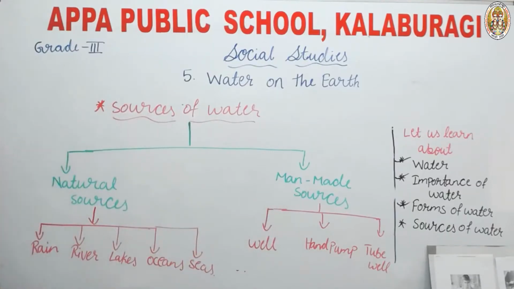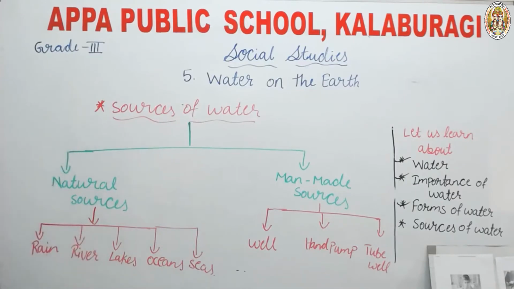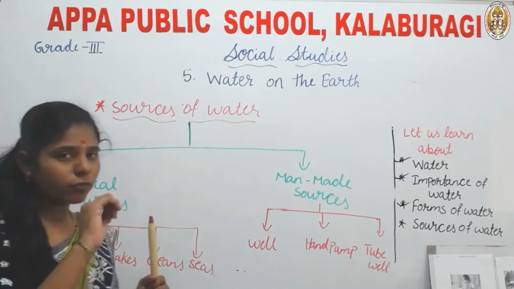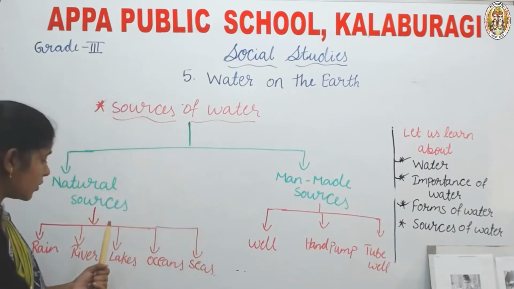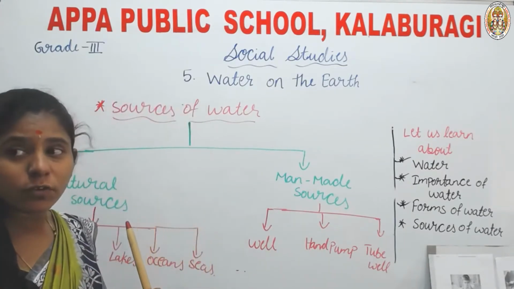Rainwater is the main source of water. Rainwater fills rivers, lakes, oceans and seas. These are the fresh water. River is called the flowing body of water. Lake is not a flowing body of water.